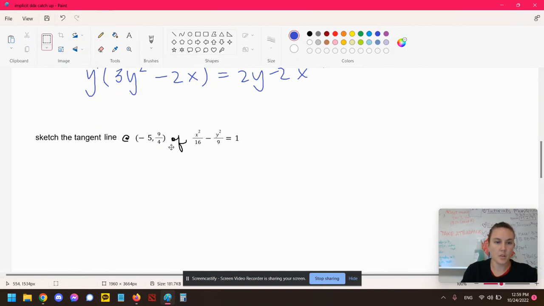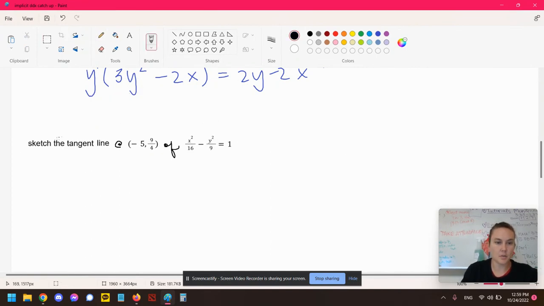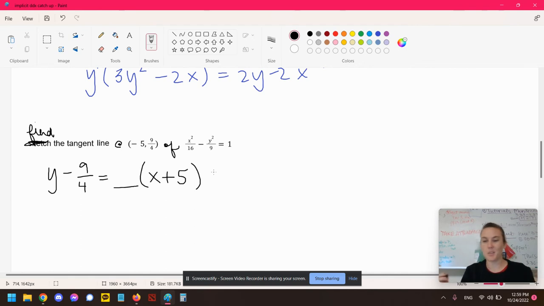Last one I'm going to do. Actually, I'm not going to sketch it. I'm just going to find it. In order to find the tangent line, I know I need to do y minus 9/4 equals slope times x plus 5, because they gave me a point, and I've got point slope form. Now I need the derivative. So I need y prime at this point. So we'll find the equation for y prime, and then we'll plug in this x and this y to find our actual number.